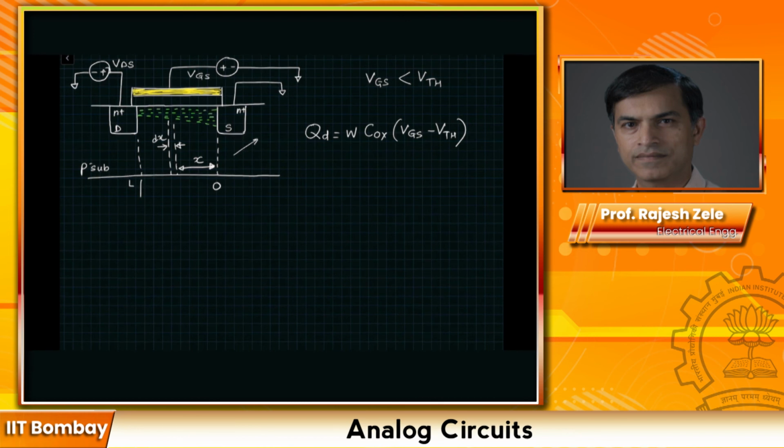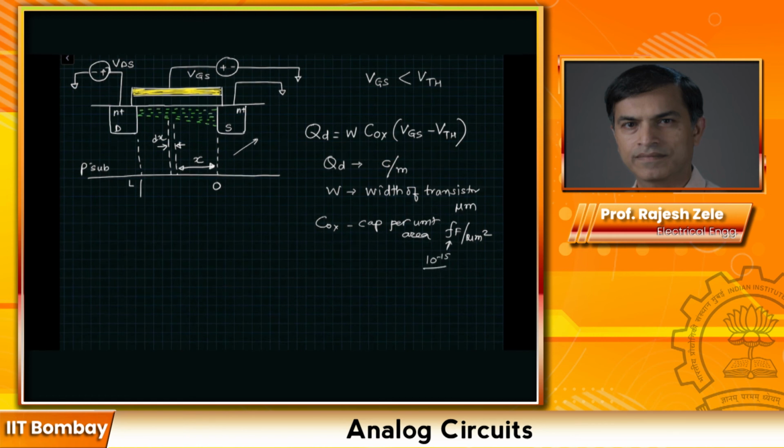Let's write units here so that we don't make any mistakes. QD is coulomb per meter, and W is width of the transistor, and generally we use micrometer as a unit there, and Cox is capacitance per unit area, and that is given by femtofarad per micron square. Femto is 10 to the power minus 15 farad.